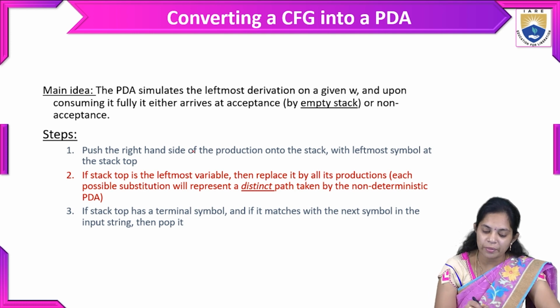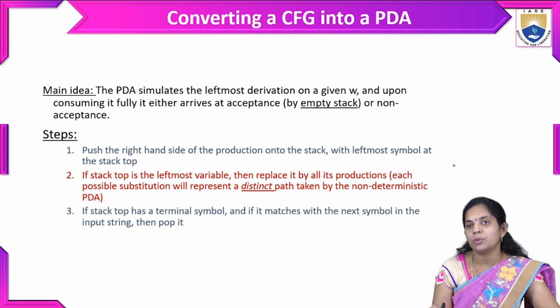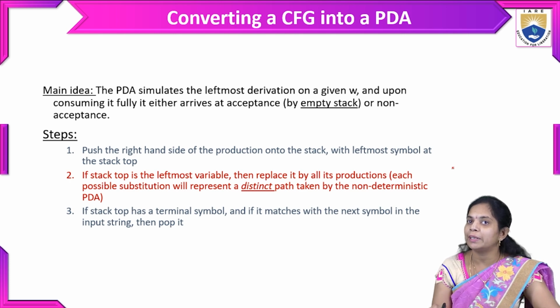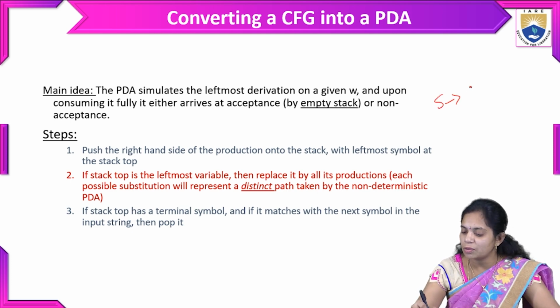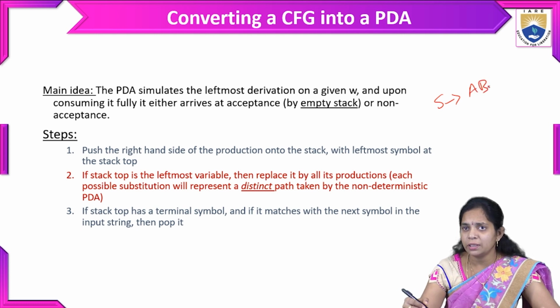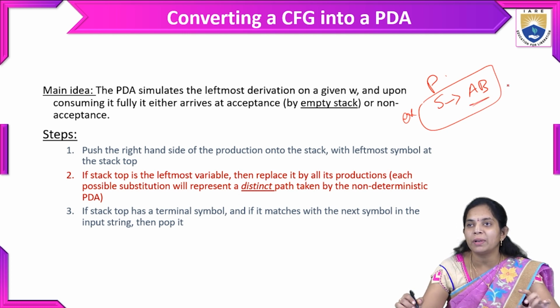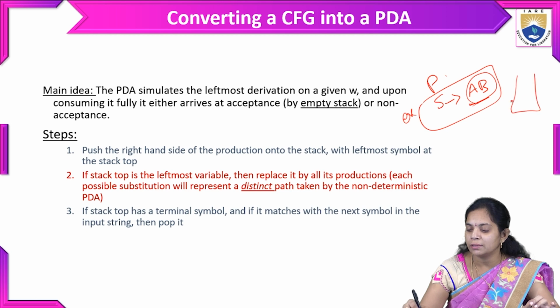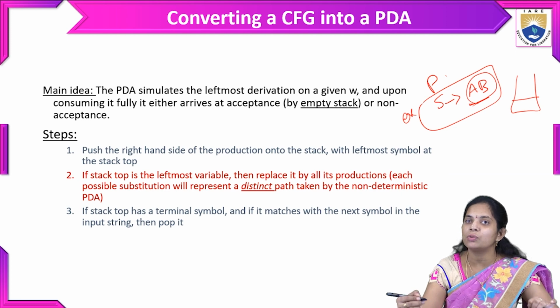And here the first step is to push the right hand side of the production onto the stack. So here we have given a 4-tuple notation. In that, one is a production rule. So here we have production rules like this. So here S is equal to AB. So here it is one production rule. So if it is an example production rule, then in this one, the right hand side of the production rule, we have to place this right hand side into a stack. So this is the step 1 we have to do for the conversion of given CFG to the PDA.